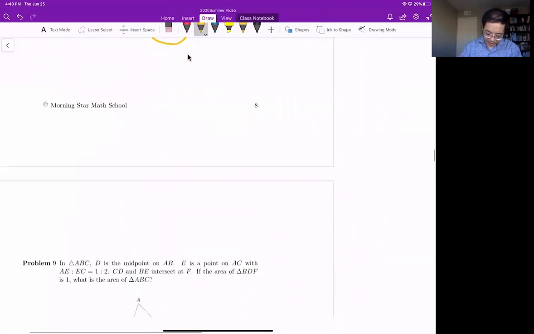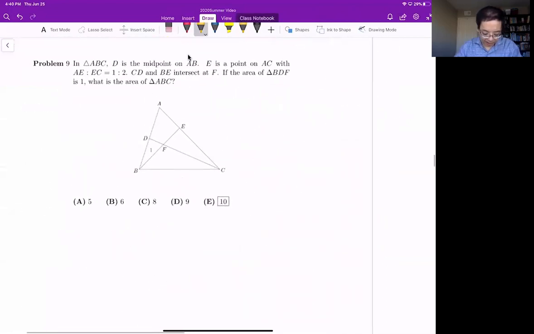All right. Now let's look at problem number 9. Number 9 says we have a triangle ABC and D is the middle point of AB, and AE to EC is divided 1 to 2 in terms of this portion. We know the area of this piece is 1, so we need to find the total area of ABC.